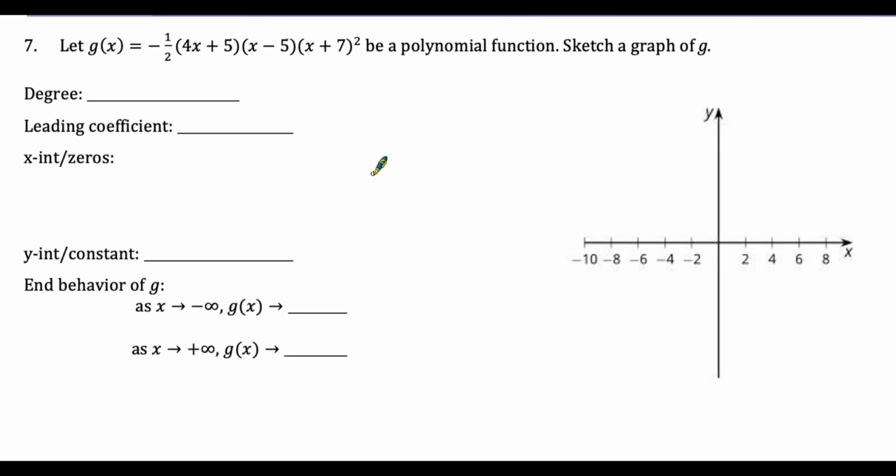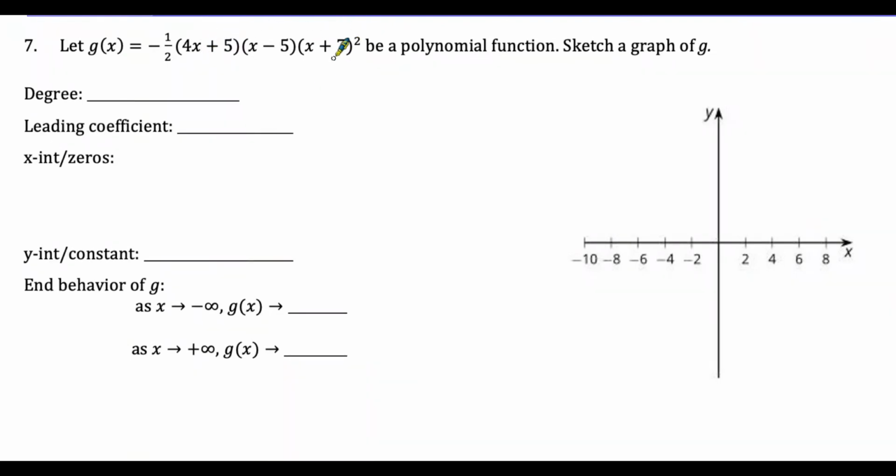All right, the last one, number 7. Let's sketch a graph here. So first, to determine the degree and leading coefficient, we theoretically would have to put this whole thing into standard form. So I would want to multiply 4x plus 5 times x minus 5, take that result times x plus 7, and then that result times x plus 7 again, and then multiply by negative 1/2. But if I only want a few pieces of information, I don't have to do all of that work. If I want my degree and leading coefficient, that's going to come from my leading term.